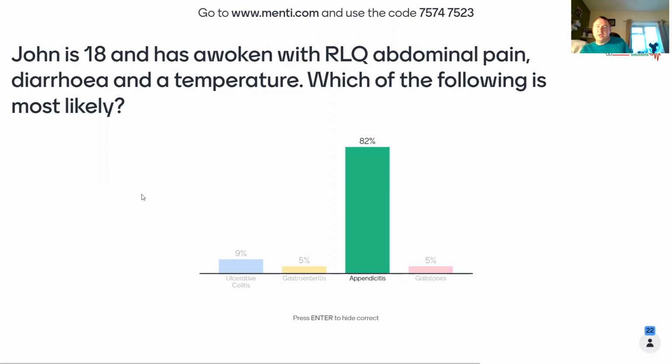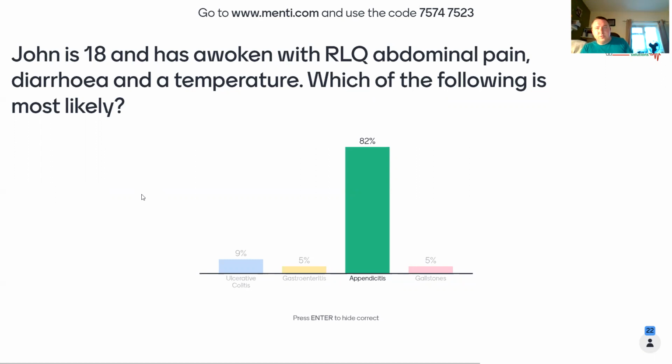So again, this is where your SOCRATES comes in really quite useful, doesn't it, when you're differentiating in abdominal conditions. So appendicitis, the appendix is in the right lower quadrant of the abdomen. So that's the first clue. That fairly rapid onset, he's woken up with it this morning. He's got diarrhea. That's really common with appendicitis. He's got a temperature, again, really common with appendicitis. It tends to be bacterial that tends to push that temperature up.